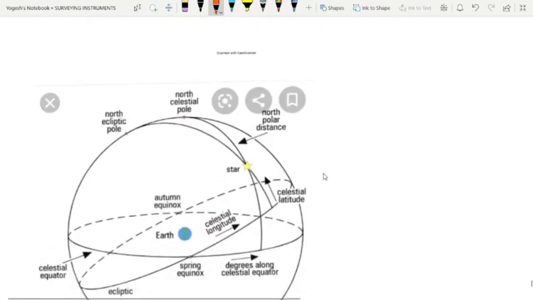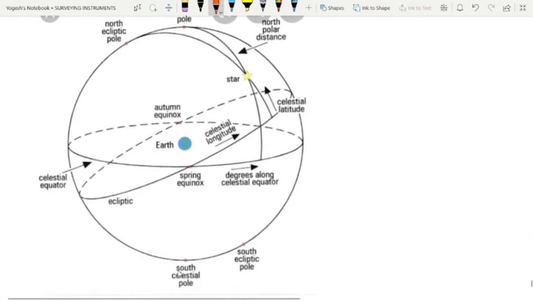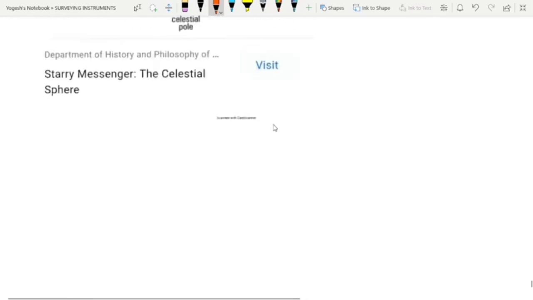This is basically the terminology of field astronomy. Likewise north celestial pole, south celestial pole, south ecliptic pole, north ecliptic pole, celestial latitude, celestial equator, autumn equinox, spring equinox, celestial longitude, star position, north polar distance.